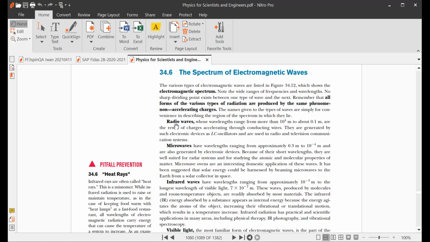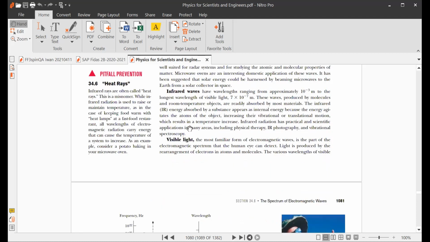Radio waves, as we know from the name, are used for telecommunication, like radio, handphone, everything, also television. It's related to electromagnetic telecommunication electric devices like phone, handphone, laptop, etc. Radio also. And the second one is the microwaves.